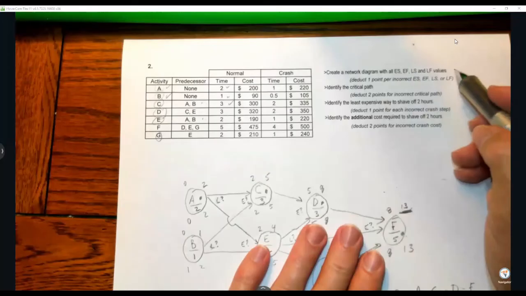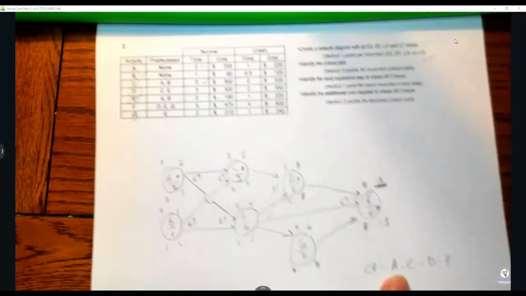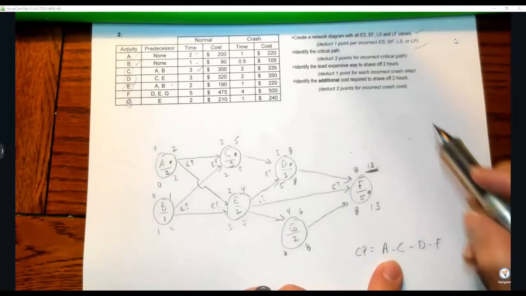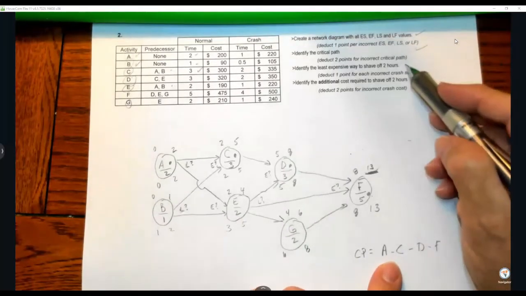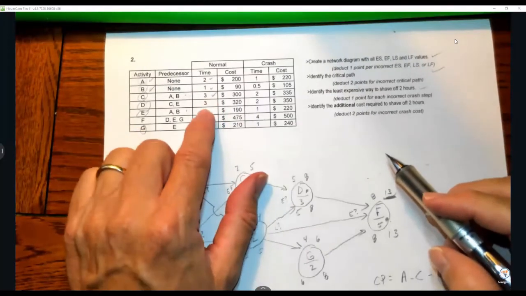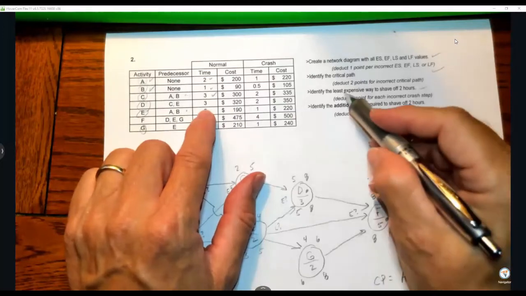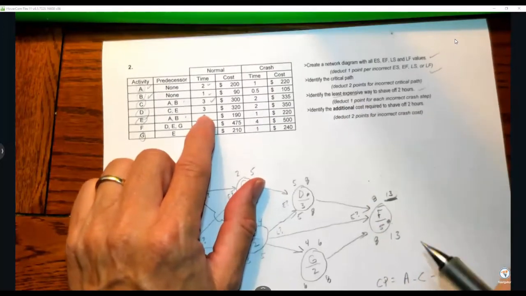Okay, so let's see if we did this. We create a network diagram with all the values. Yes. We identify the critical path. Just did that now. Identify the least expensive way to shave off 2 hours. Now, that means that this time is in hours, not days.